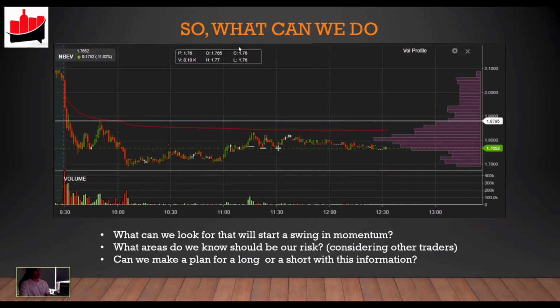So now that we're looking at this, what could we do with all this information? What can we look for in a swing in momentum, and what areas do we know should be our risk, considering other traders' risks that are in this trade? And then we want to make a plan for a long or a short. Can we make a plan for a long or a short? And we can. In this situation, I would be more looking for a long, since there are 2 sets of short sellers in this particular move that went on volume.